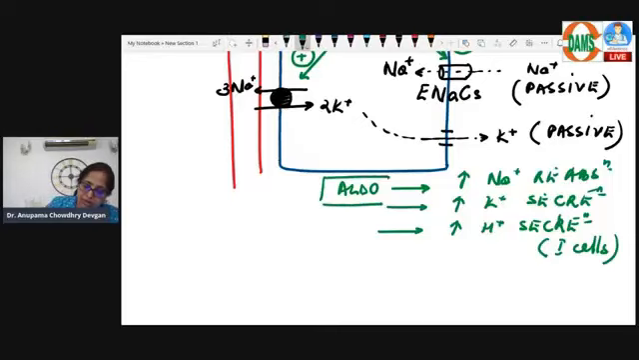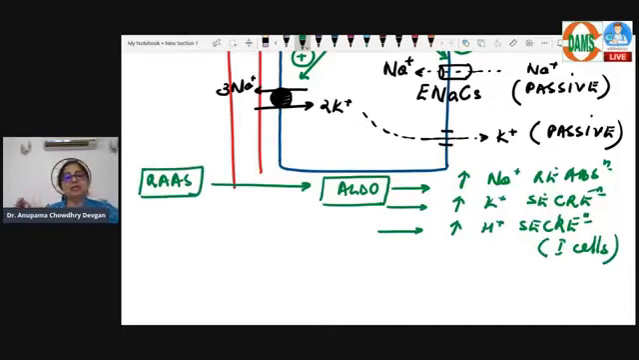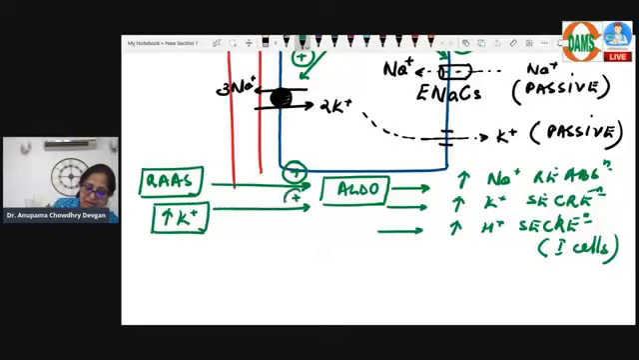Now, what can increase aldosterone? Aldosterone is under the control of the renin-angiotensin-aldosterone system. Anything which increases renin will increase aldosterone. Anything which increases renin could be hemorrhage, hypovolemia, dehydration, hyponatremia, all of that. And also an increase in plasma levels of potassium has a direct effect in increasing aldosterone secretion.